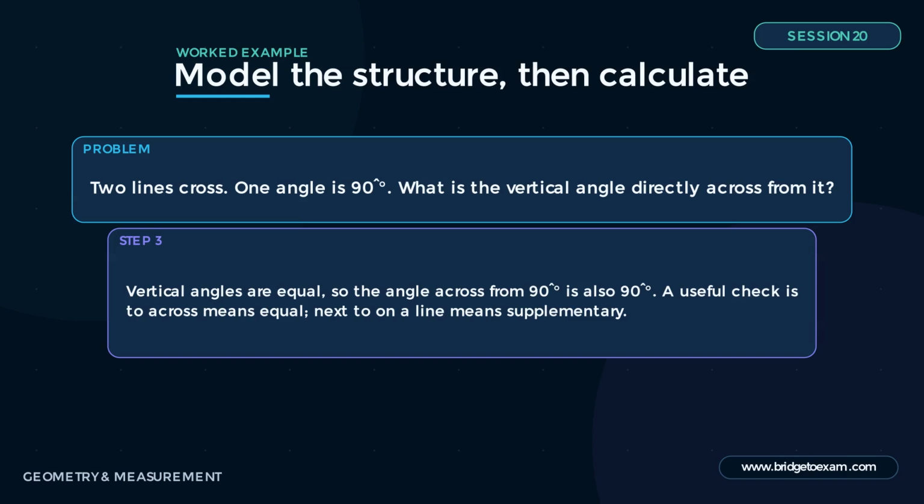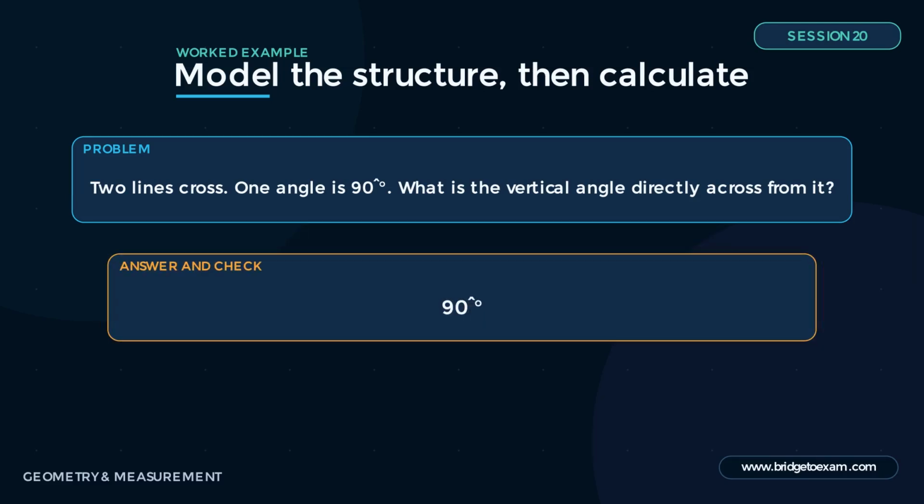Vertical angles are equal, so the angle across from 90 degrees is also 90 degrees. A useful check is: across means equal. Next to on a line means supplementary. The answer is 90 degrees. Now verify the result against the original wording. The quantity, numerical size, and unit must all make sense together.